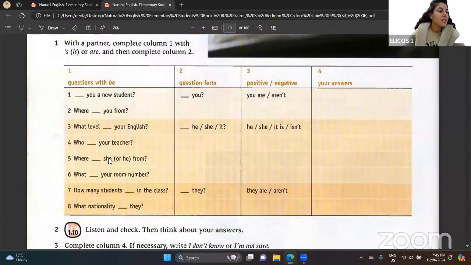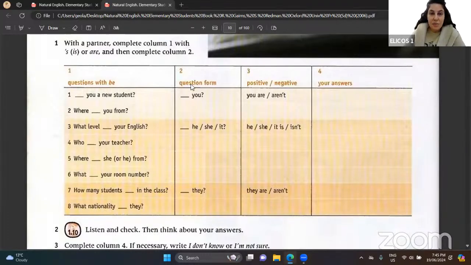What is your group member? Exactly. So using the verb to be, we could see how it works. I'll just share my screen so you could see. How many students, plural, are in your class? Yeah, or in the class. What nationality are they, plural?